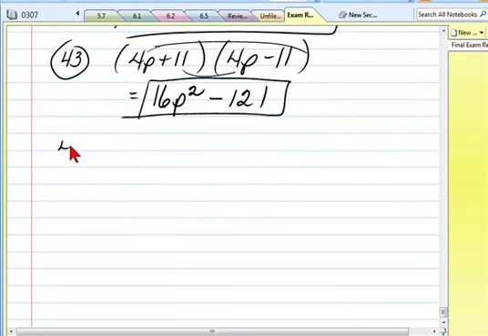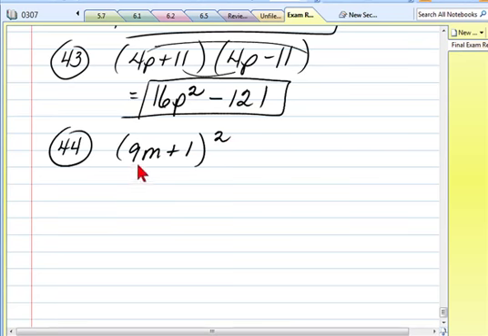Number 44. I have 9m plus 1 quantity squared. I'll do this problem twice. If you square the binomial, you square the first one. 9m times 9m is 81m squared.